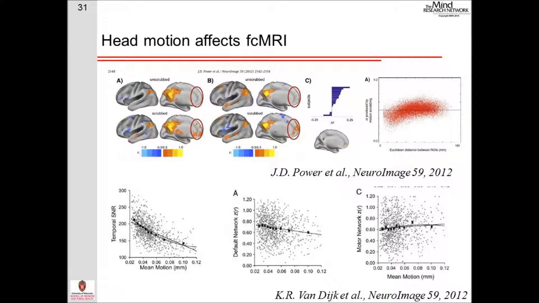The reason this disturbed people so much is that this is the exact same thing that people saw during brain development. One of the nice findings was that when you compare kids and adults, kids have more short-range connectivity and lower long-range connectivity. This suddenly made it appear like, well, could this be just because kids move more in the scanner?